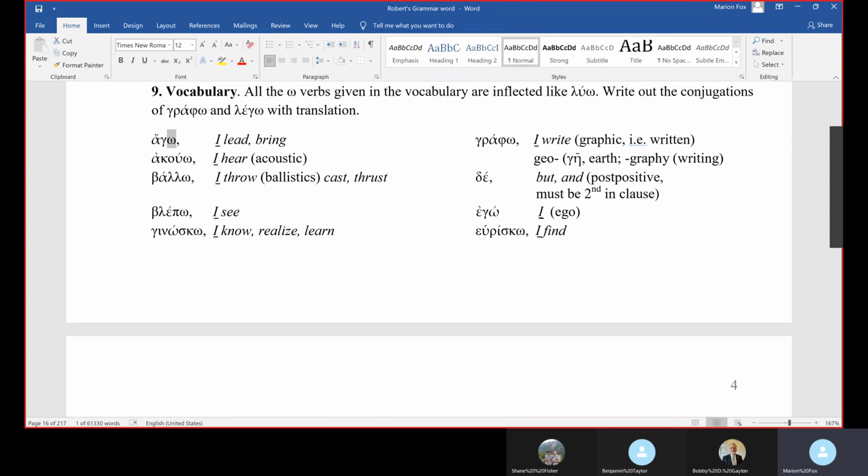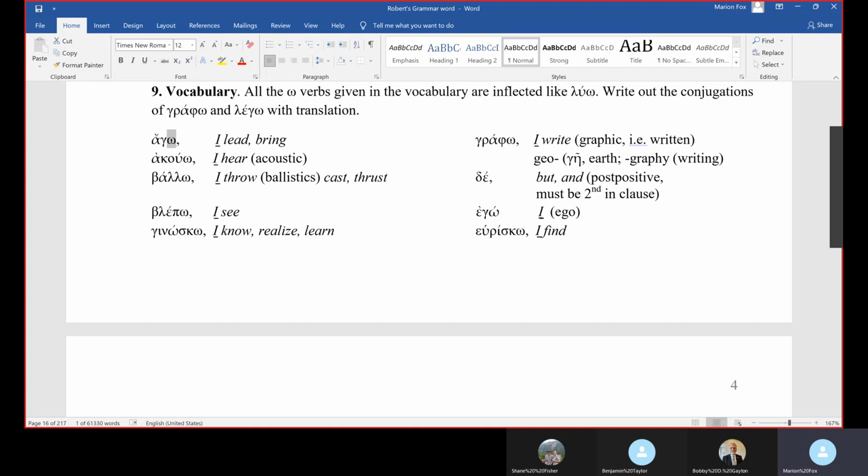Now, if we wanted to make this third person, it would be age. That's your pattern. That'd be third person singular: he, she, or it leads. Again, you'd have to derive whether it's he, she, or it from the context. Now let's make it first person plural: agomen. So we have the omen ending. That's first person plural, we lead. We would change the ending to ete, agete. That would be you all, you plural lead. Now we could change that omega into usi, agusi. That would make it third person plural. They lead. Any questions?